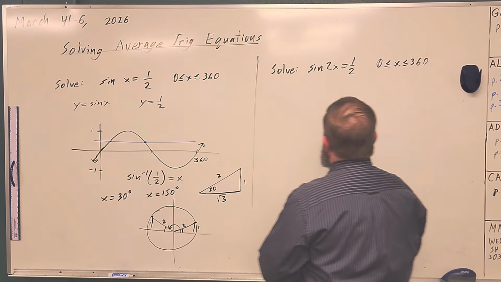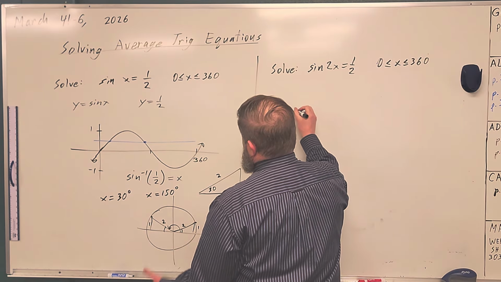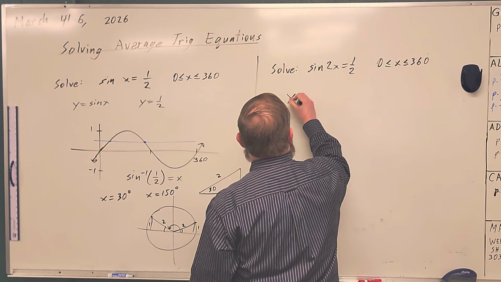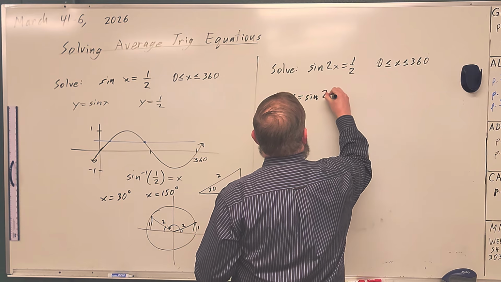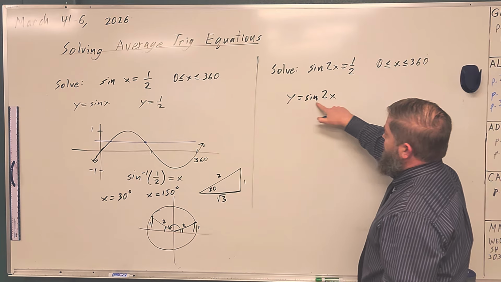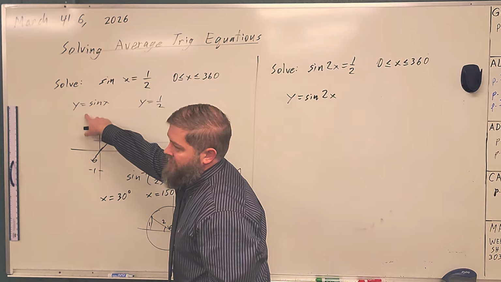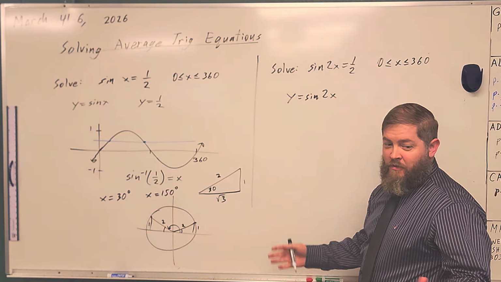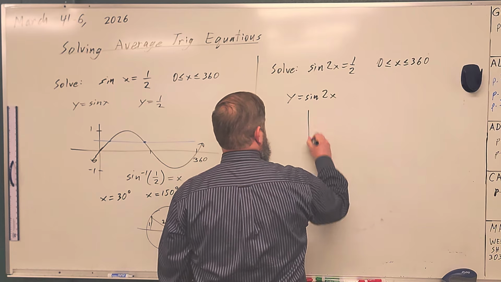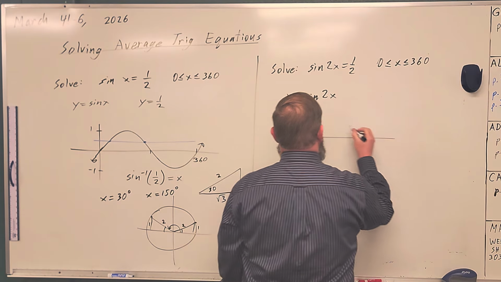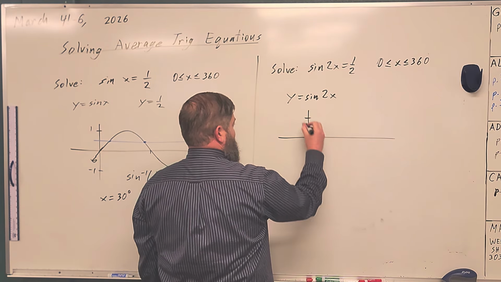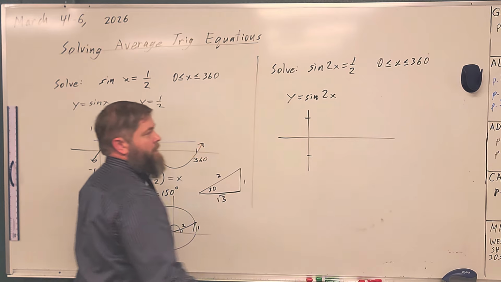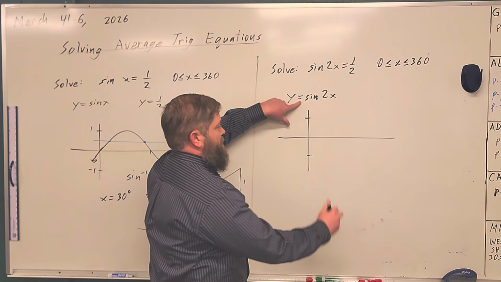Okay, so this one's very closely related. Let's go ahead and do the same strategy. So what would be different about graphing sine of 2x versus graphing sine? What happens to the graph? Shrinks. Shrinks which way? Horizontally or vertically? Horizontally. Okay. So what does that mean? What's the new period going to be on this one?